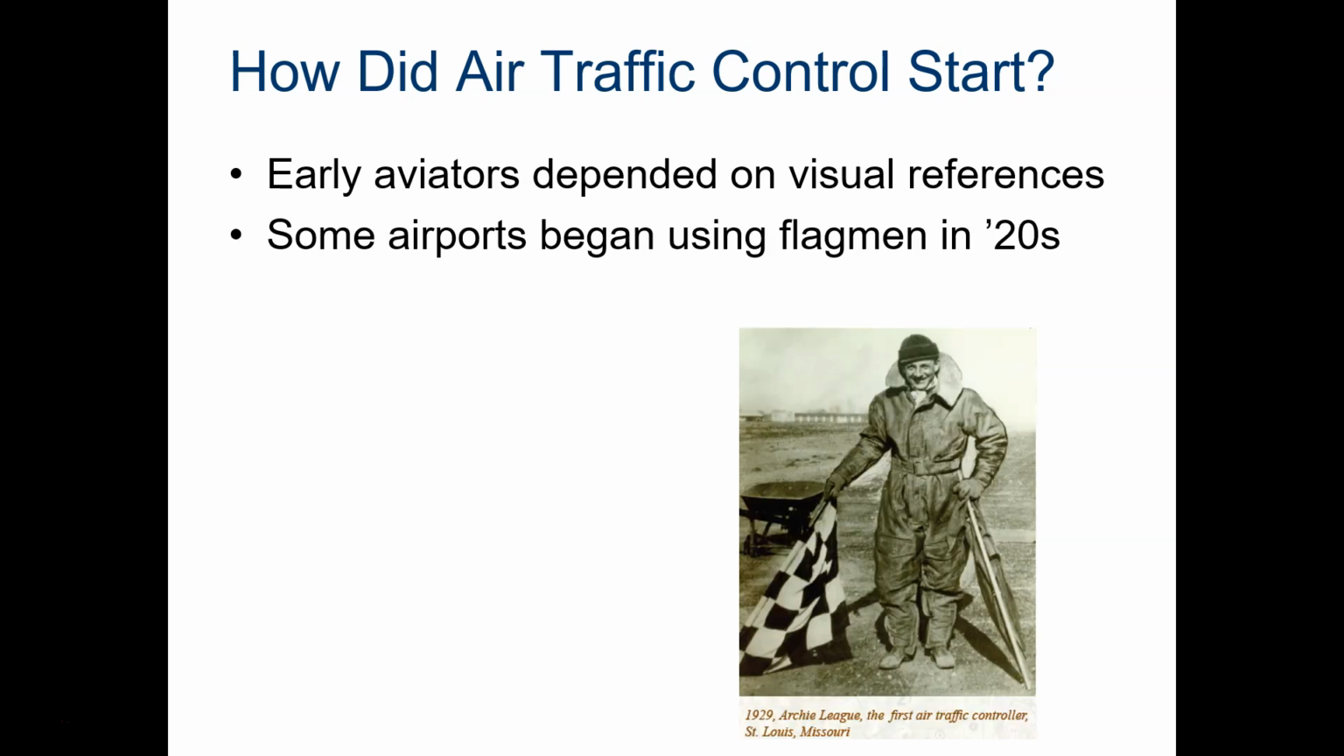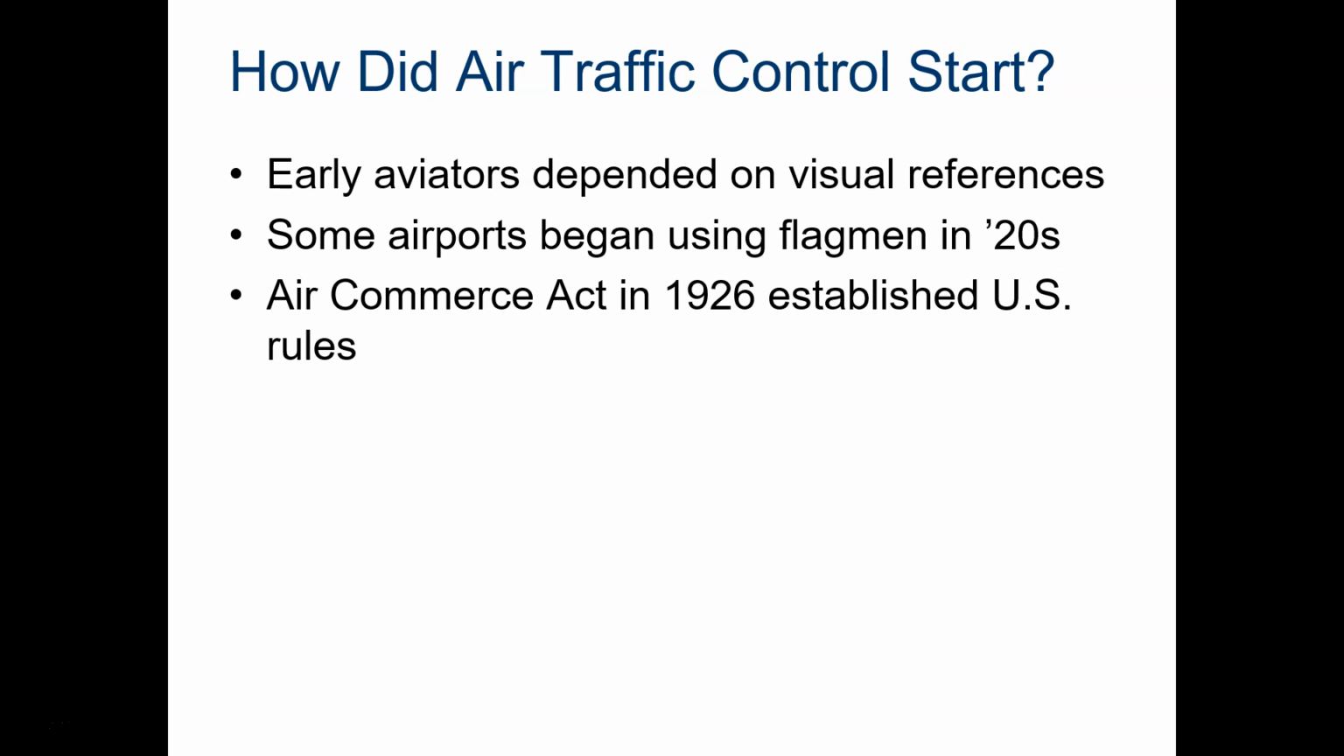Then in the 20s, airports started using things called flagmen. They would literally wave flags at airplanes. So again, this was a visual reference, but these were airports that had signals to tell the airplane if he was too high or too low, or too shallow coming in. And then in 1926, the Air Commerce Act established some more rules because things were getting really crazy.